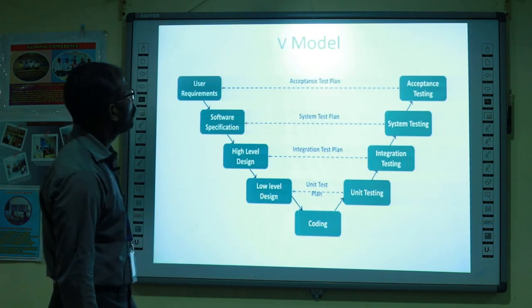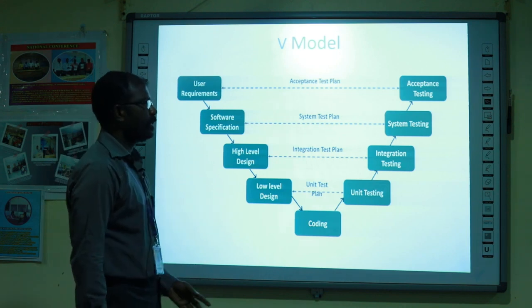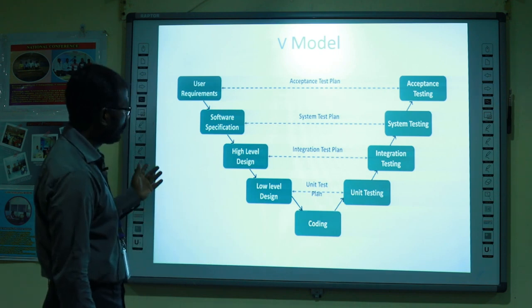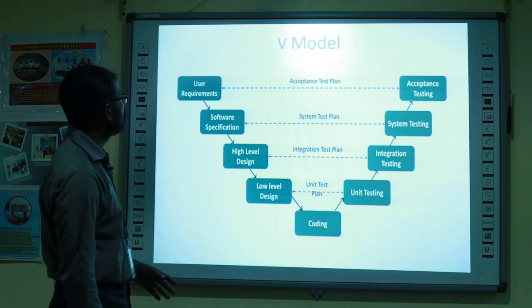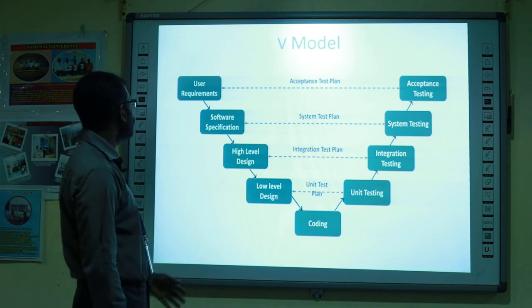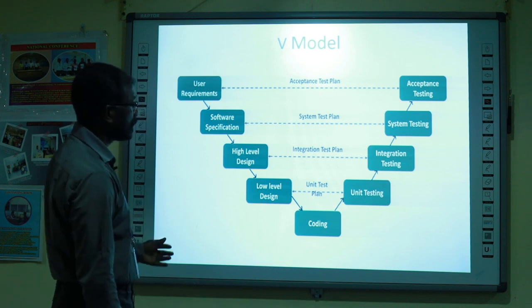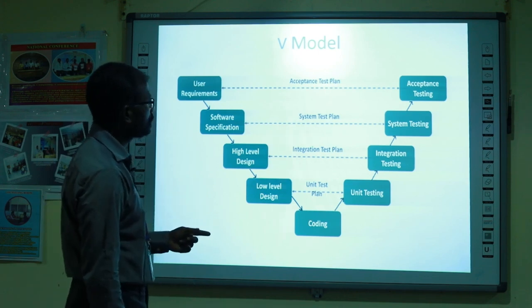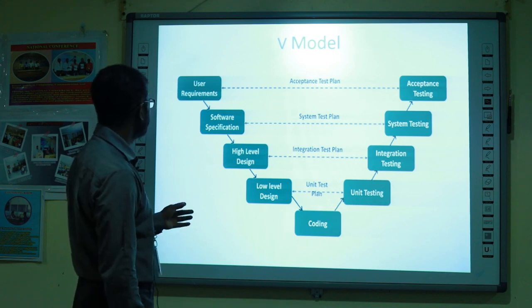The next model is the V model. This V model's name comes from the shape of its diagram. In this model, the development as well as the testing process takes place side by side. The first one is the requirement analysis, user requirements. User requirements are nothing but the customer's needs. It is called the user requirements. Through that, the acceptance test plan, the acceptance testing, is also done side by side.